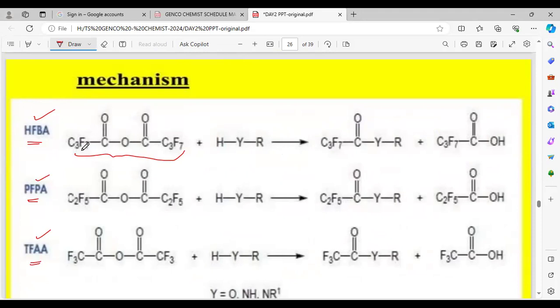H stands for heptafluoro. How many? 3 carbons and this is 1 carbon. Total 4 carbons. So that means it is coming out of butyric acid. Butyric acid, and 2 moles of butyric acid with 2 water molecules form the same anhydride.